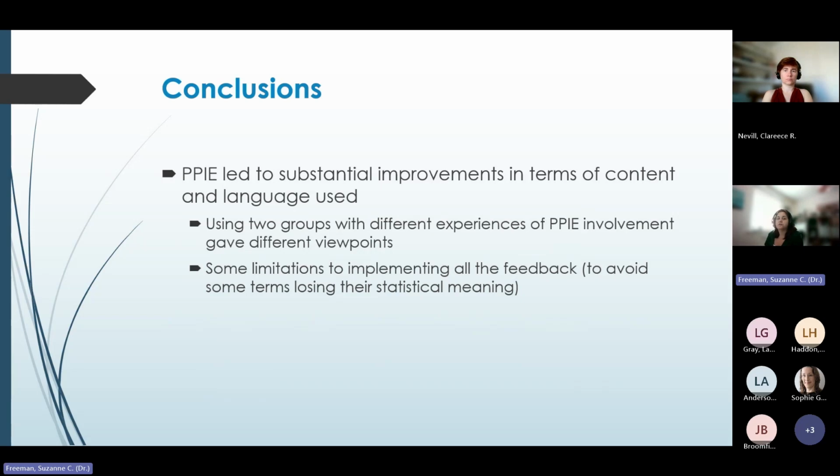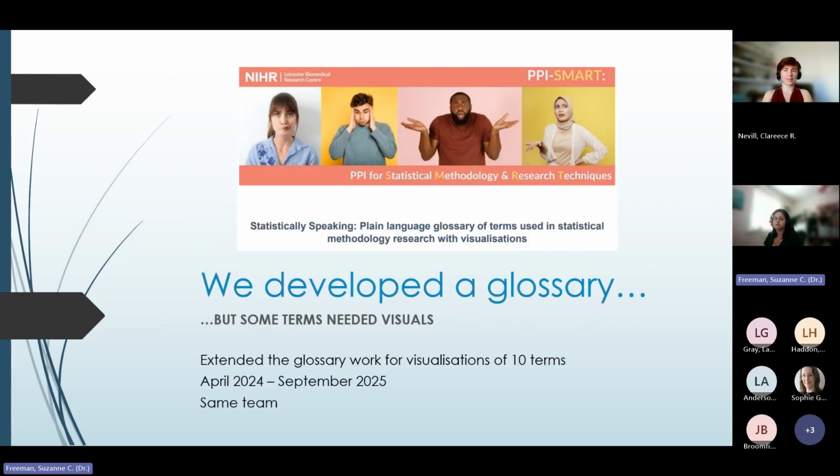And PPIE involvement in this project did lead to substantial improvements in both the content and the language that was used. We found it useful to have those two different groups with the different experiences, and we did find that we got some different viewpoints from doing so. There were some limitations in terms of implementing all the feedback, because ultimately we had to ensure that our definitions didn't lose their statistical meaning. So now I will pass over to Clareece.